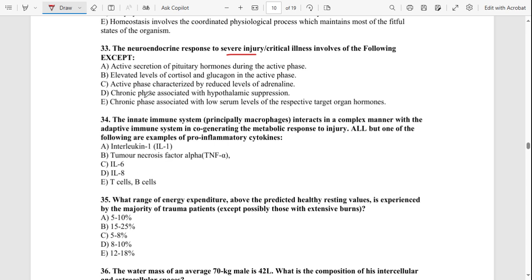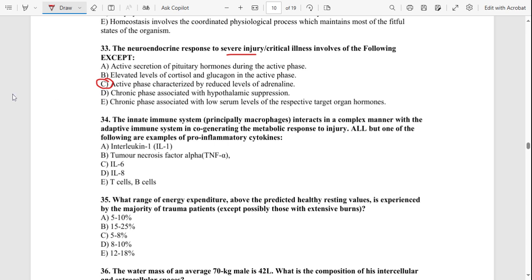So the best option that we can pick, because remember we want the exception, the one that is not true. Option A is saying active secretion of pituitary hormones during the active phase. That's true. Elevated level of cortisol and glucagon in the active phase. That's true. Active phase characterized by reduced level of adrenaline. Now this is going to be false because this is actually supposed to increase. Chronic phase associated with hypothalamic suppression. That's true. Chronic phase associated with low serum levels of respective organs.